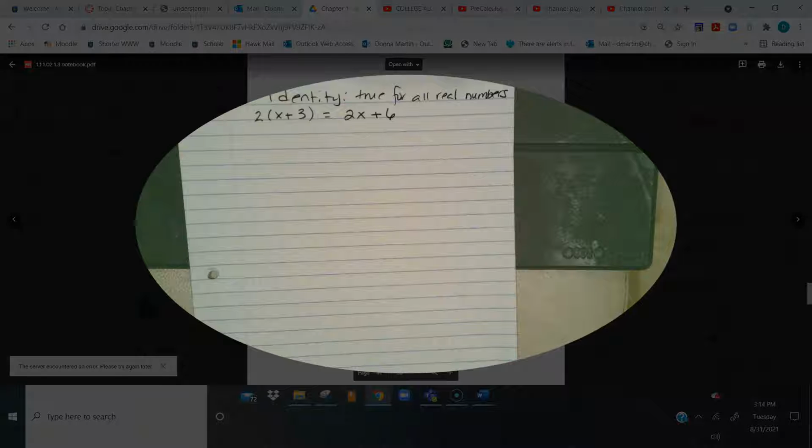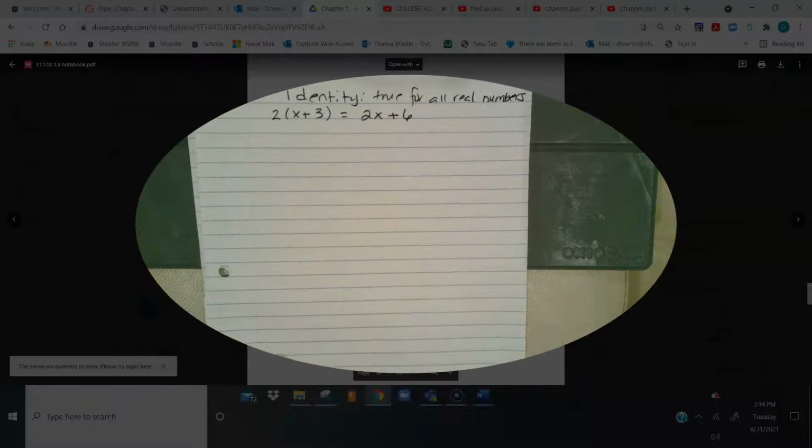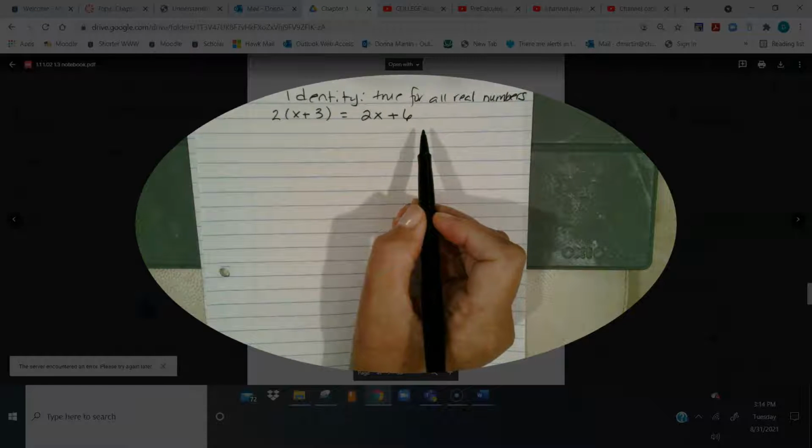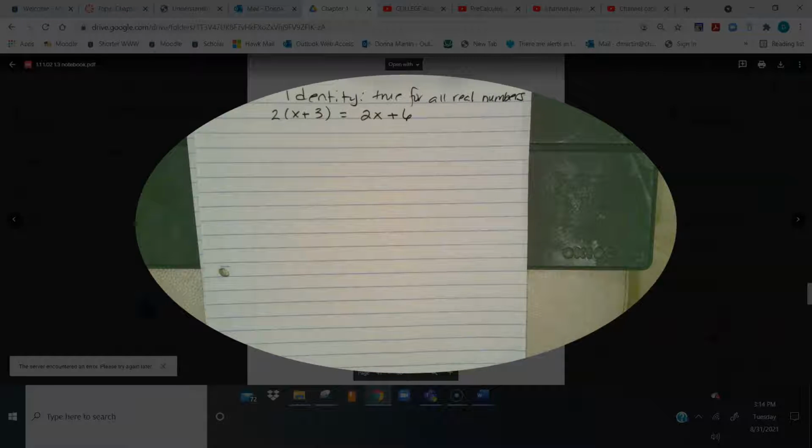Here's an example of an identity equation, one that's true for all real numbers. Feel free to pause your video and write any information that you need down. It is 2 times the quantity x plus 3 equals 2x plus 6. We know from experience that we would need to remove the grouping symbol either by division or by using the distributive property. For this technique, I think the distributive property is helpful.